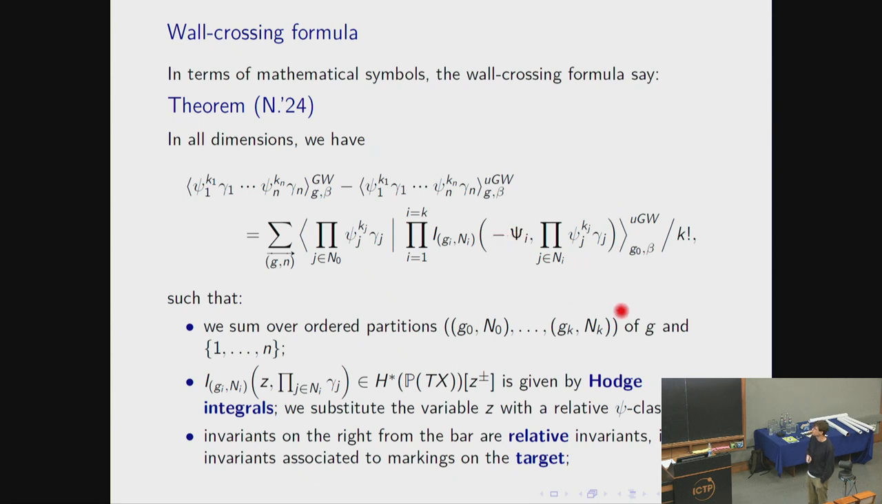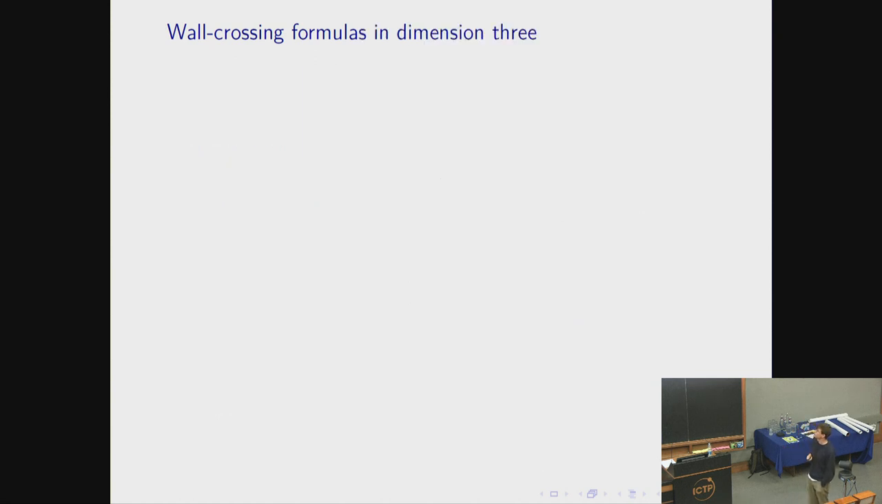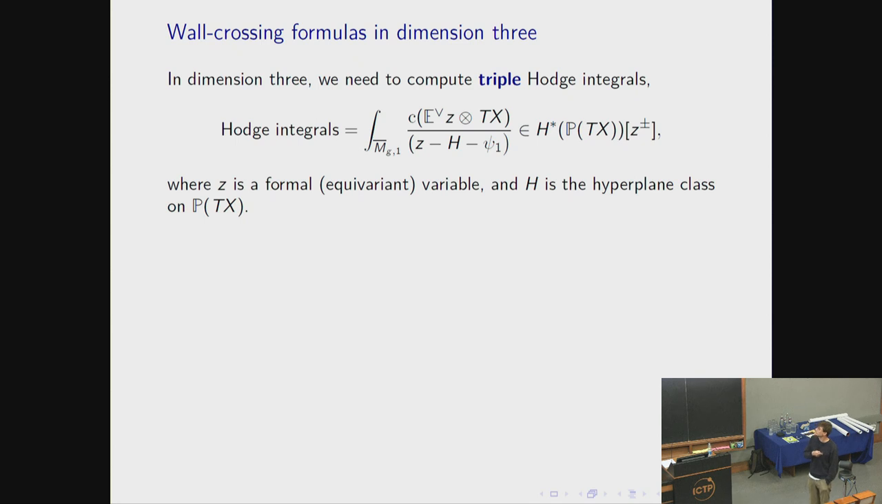For this wall crossing formula, we have to introduce the markings on the target in some sense. We treat these I-functions, which are given by Hodge integrals, as insertions. You don't need to understand this formula. I just want to show that it's a concrete formula that you can work with, and you can use it to prove things. So let's apply this wall crossing formula in dimension 3. As you said, there is a tangent bundle. The actual Hodge integral looks like that. This integral takes place on M_{g,1} times the projectivization of the tangent bundle.